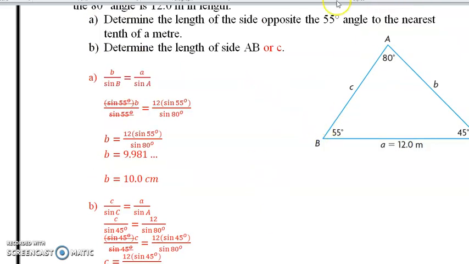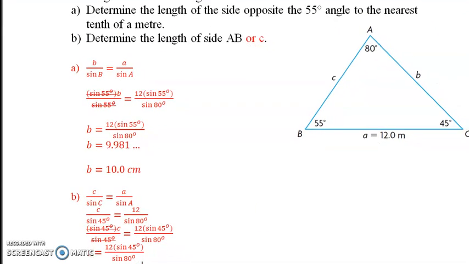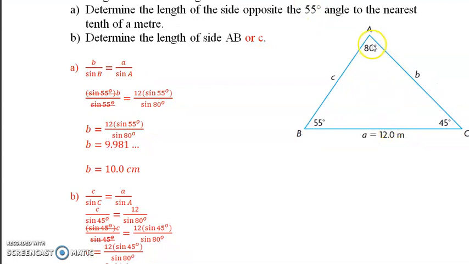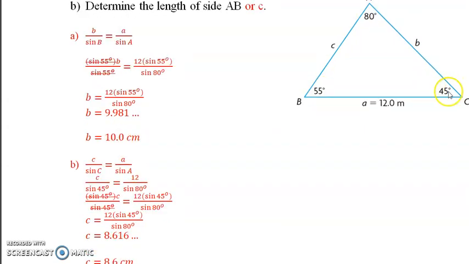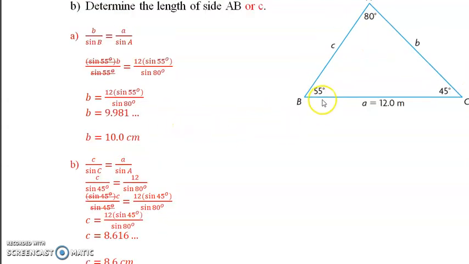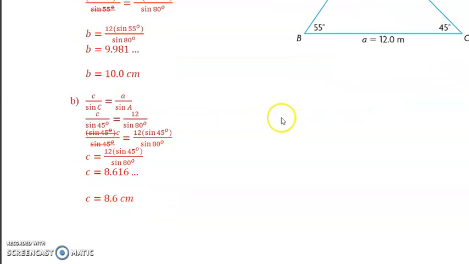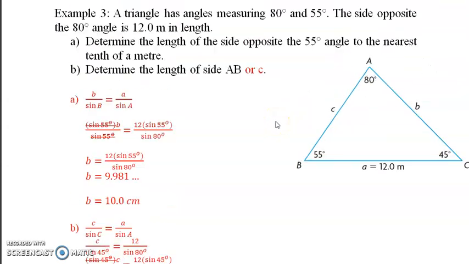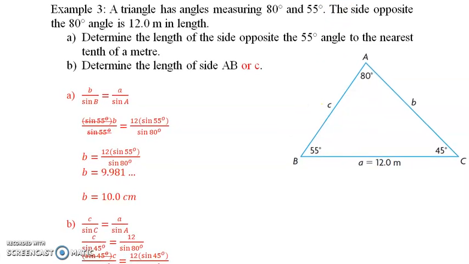Now, make sure your answers all make sense. Remember, the longest side is opposite the largest angle. So 12 is the largest side. 55 would have the second largest length, which was 10.0. And 45 would have the smallest side, which is 8.6. So all our answers are reasonable. I always check for that just to make sure. It doesn't hurt to double check to see if all your answers are indeed reasonable. All right.